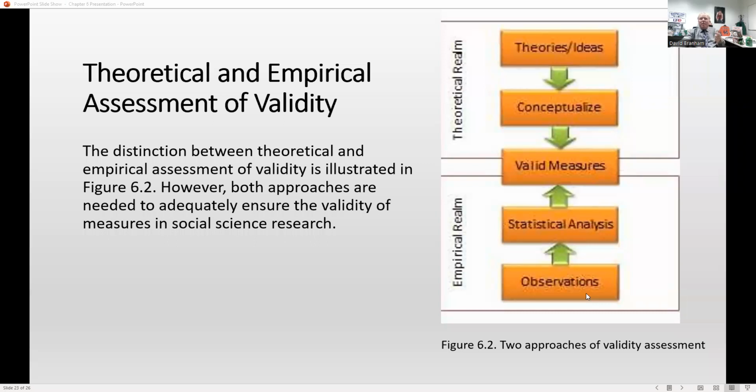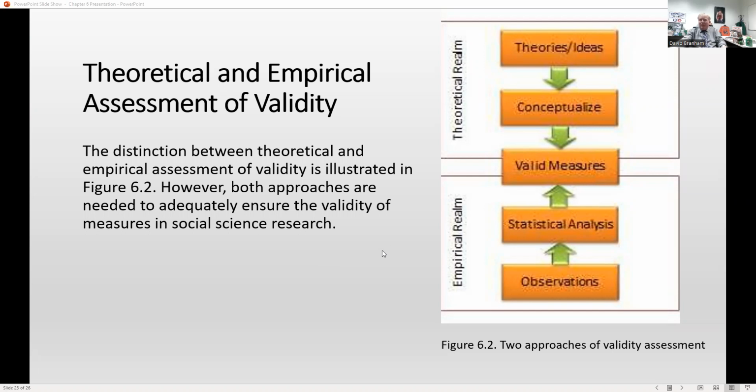Theoretical and empirical assessment of validity. This distinction between theoretical and empirical assessment of validity is illustrated in figure 6.2 in your book. However, both approaches are needed to adequately ensure validity of measures in social science research. And even with both approaches, it's very difficult to assure that you have validity on both sides.